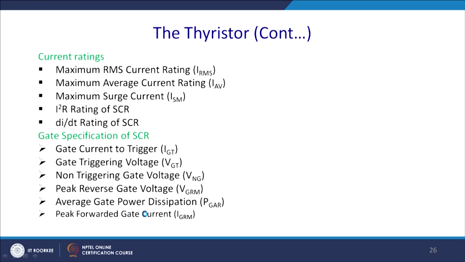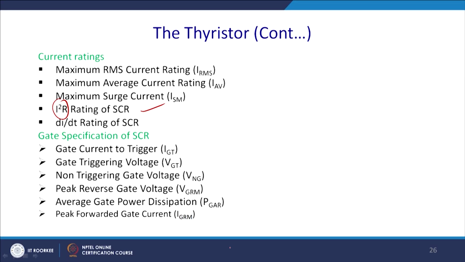Maximum surge current rating: if a high current suddenly comes, the thyristor has to sustain it. Then the I squared t rating, for the conduction losses, mostly when it is in the on state, and thereafter the di/dt rating. If it undergoes a very high di/dt, it can damage the thyristor. For this we require a di/dt protecting circuit, and we will discuss the di/dt and dv/dt protections, but the thyristor has to ensure that we are operating within its di/dt rating, in the safe region.